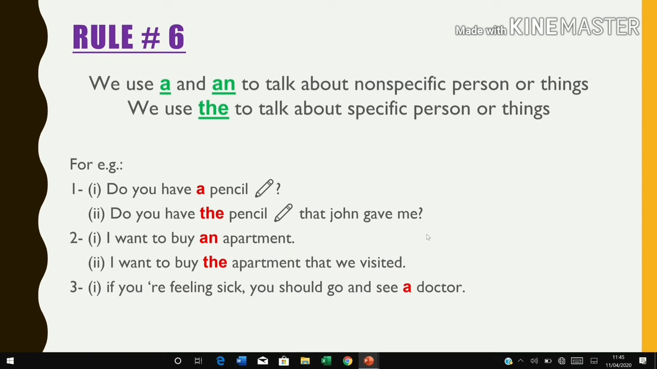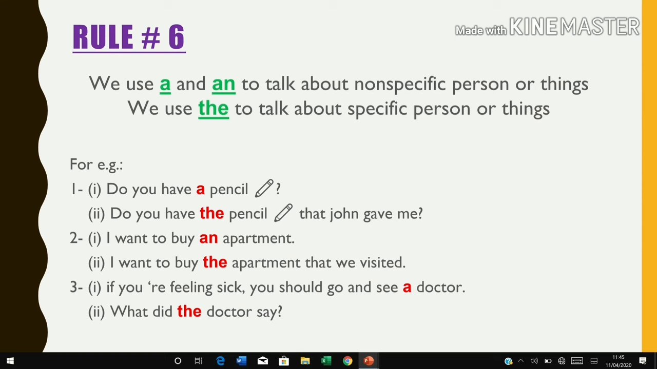The last one: "If you are feeling sick, you go and see a doctor." Maybe you are saying this to give advice to a friend who is not feeling very well. Here we don't mean go and see a specific doctor, because I didn't mention the name of the doctor. For example, Dr. Michael, the physician, would be a specific doctor, but I didn't. So it doesn't mean a specific doctor.